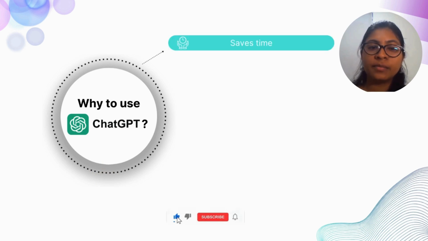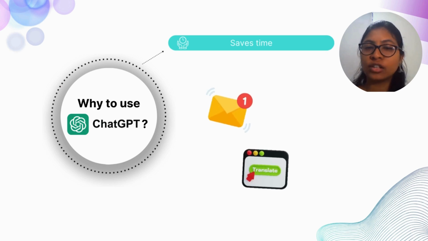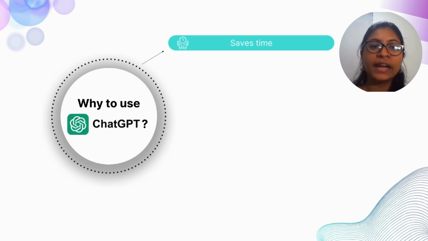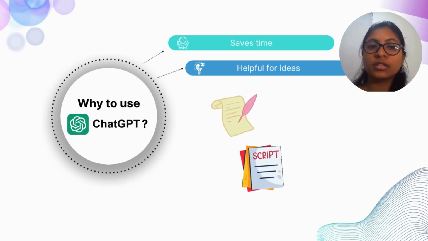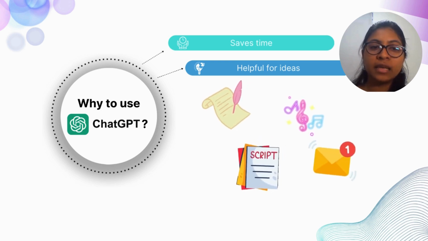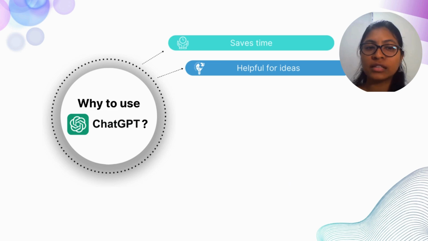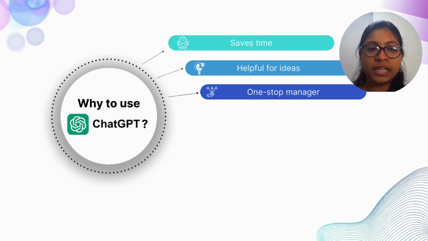ChatGPT can save time by answering your questions and completing tasks quickly and efficiently. For example, you can ask ChatGPT to write an email, translate a document, or summarize a piece of text. ChatGPT can help you come up with new ideas by providing creative text formats like poems, scripts, musical pieces, emails, letters, etc. It can also answer your questions in an informative way, even if they are open-ended, challenging, or strange questions. ChatGPT can be used for a variety of tasks, making it a one-stop manager for your productivity needs.